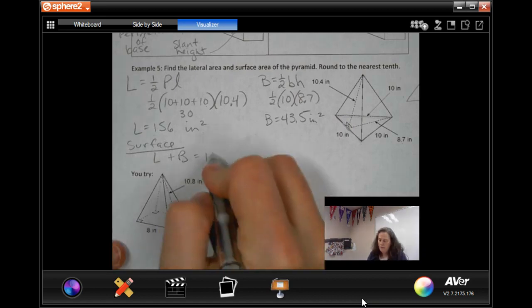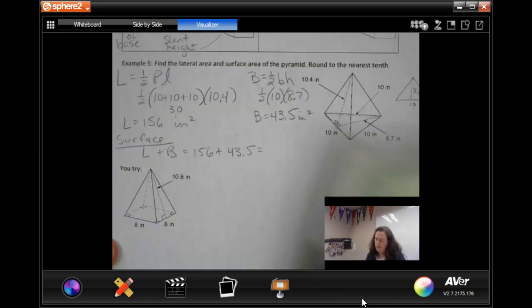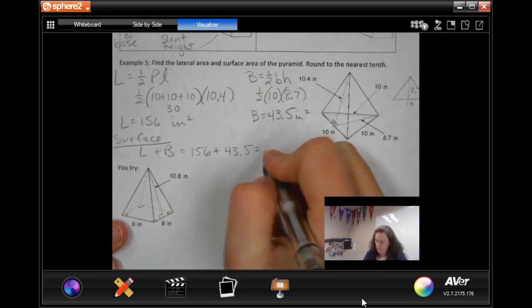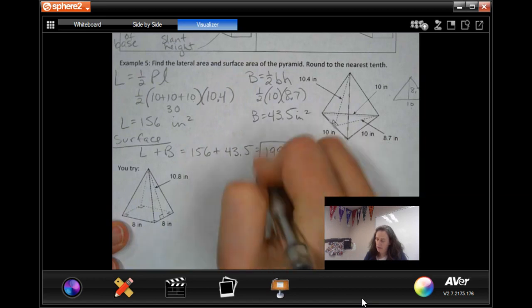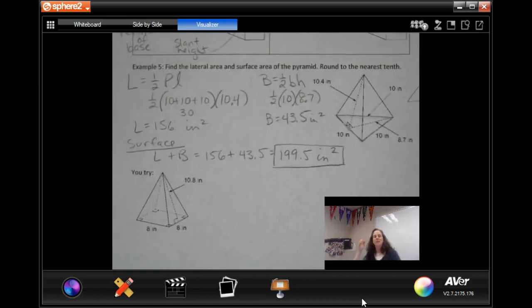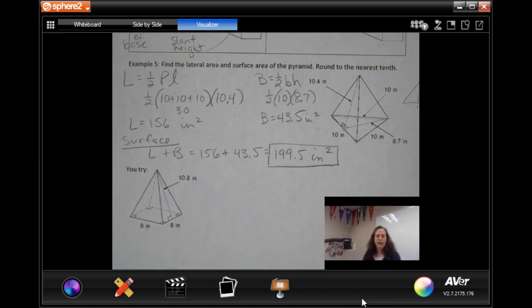So 156 plus 43.5 and 199.5. 199.5 inches squared for the total surface area on that pyramid. Okay, I want you to pause your video and try this second one. Notice his base is not a triangle. You've got a square this time, so you'll have to do a little bit different formula to find the area of the base. Go ahead and pause and try.